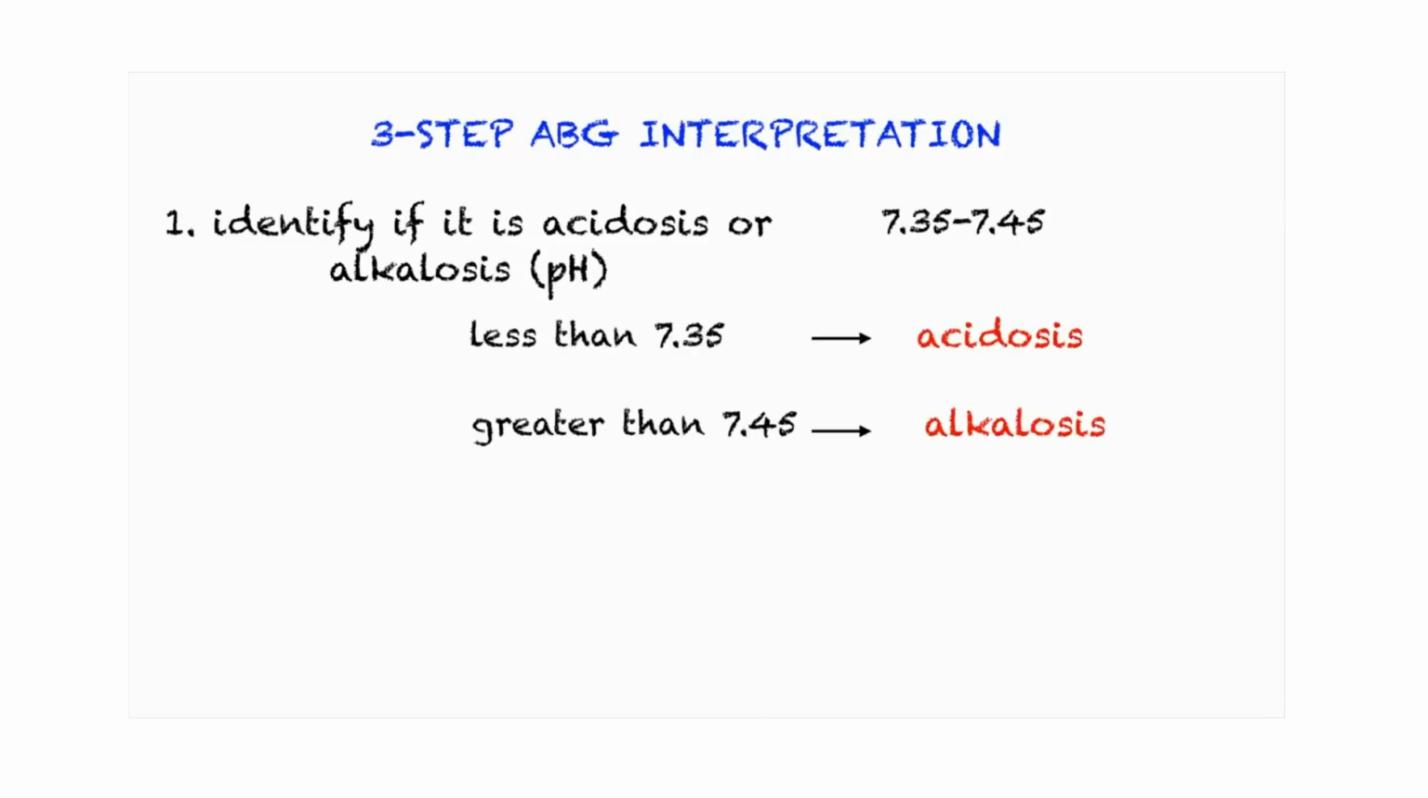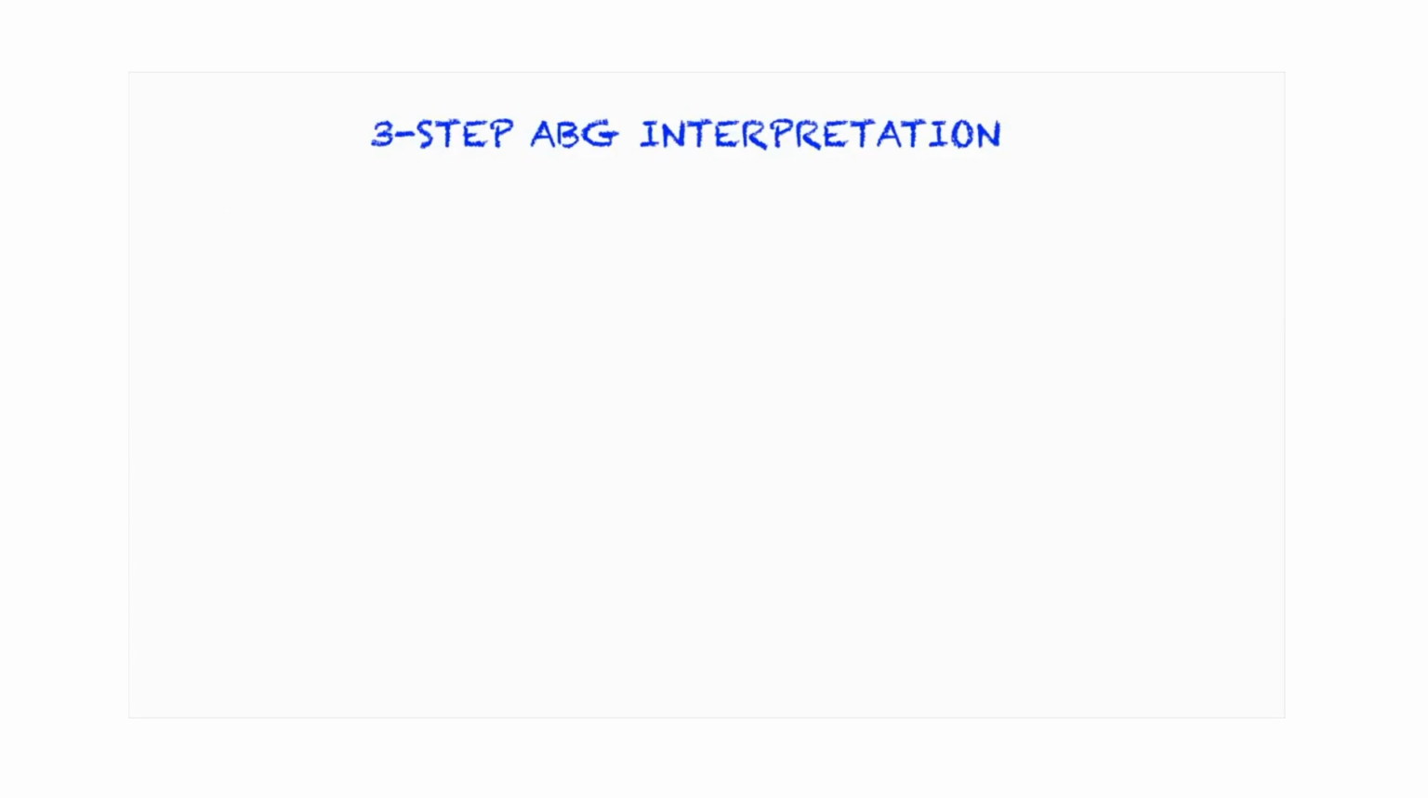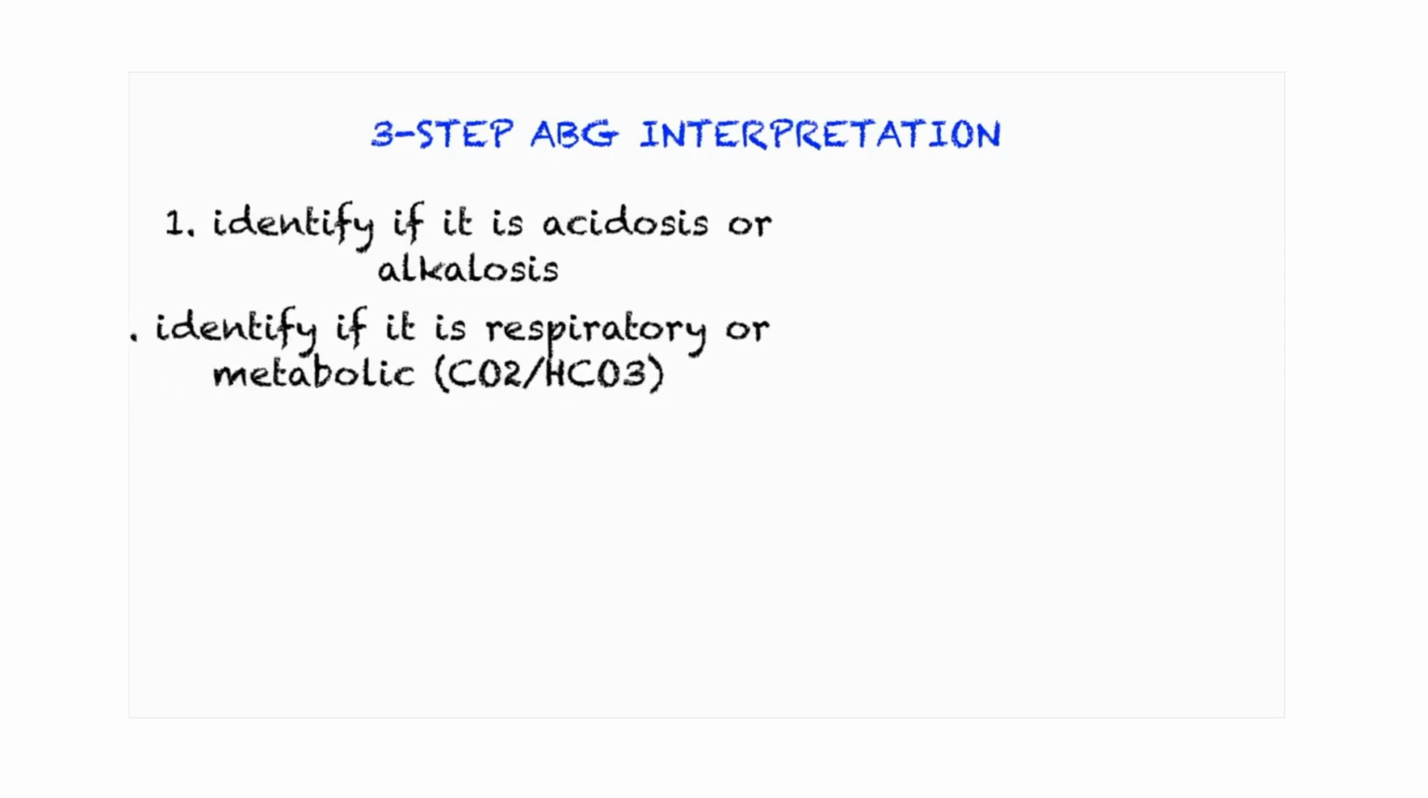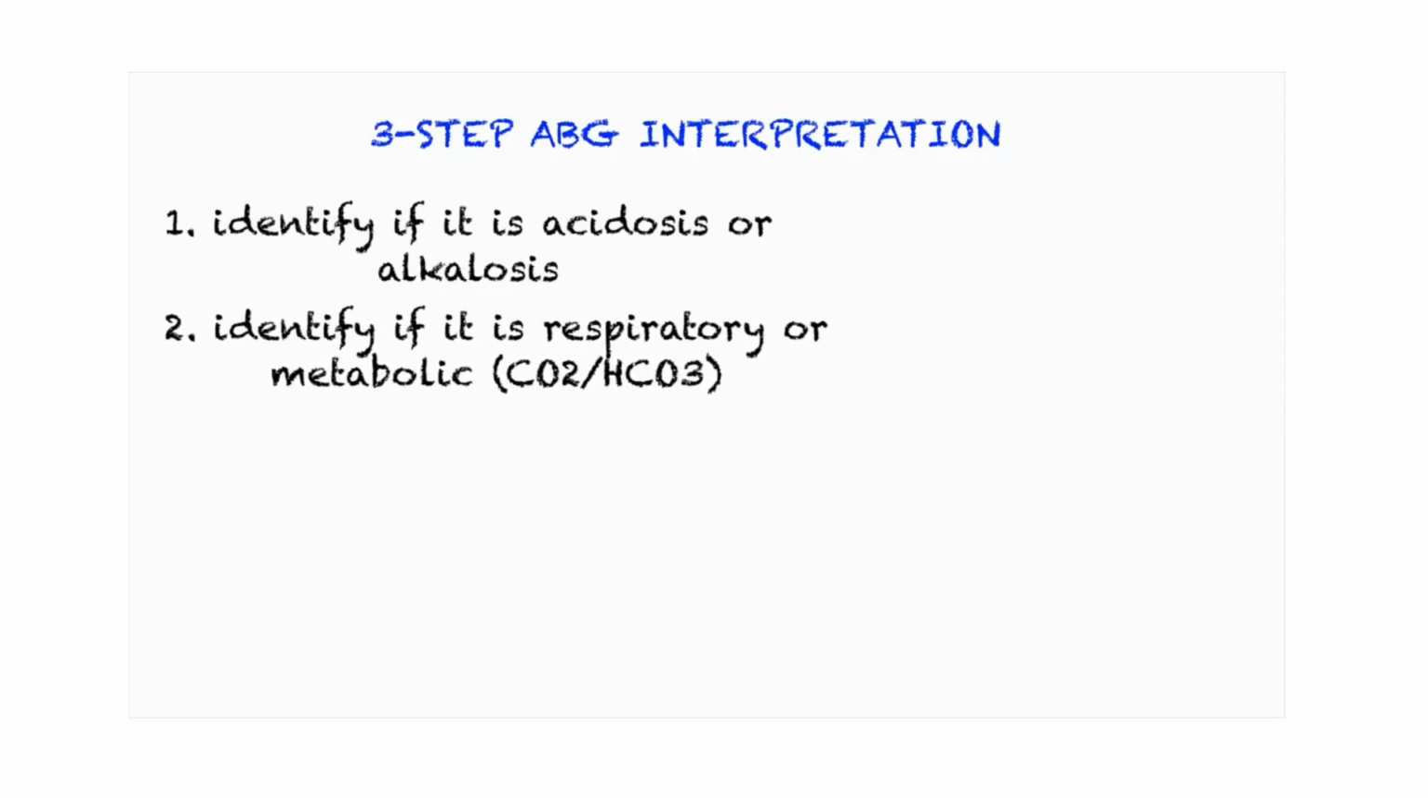If your pH is less than 7.35, you have acidosis. If it is greater than 7.45, you have alkalosis. Let's see some examples. For a pH of 7.25, it's less than 7.35, so you have acidosis. Another example, a pH of 7.55 is greater than 7.45. So what do you have? You have alkalosis.